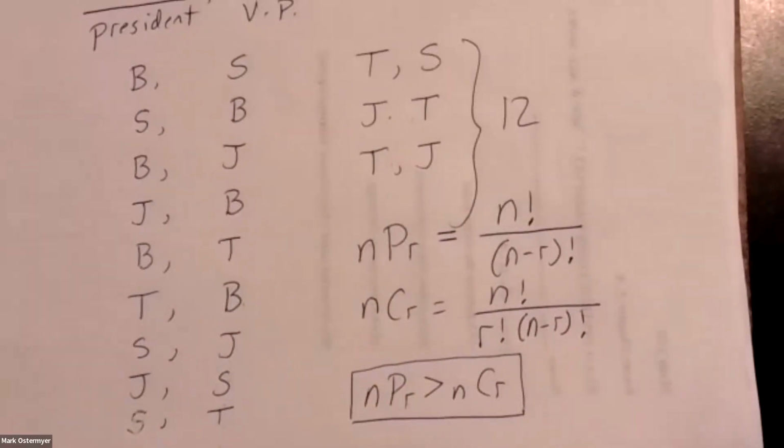And you can clearly see it in this example. There's 12 possible committees of size 2 where we have a president versus vice president, as opposed to only 6 possible teams of size 2 where order does not matter. So whether order matters or does not matter makes a huge difference.